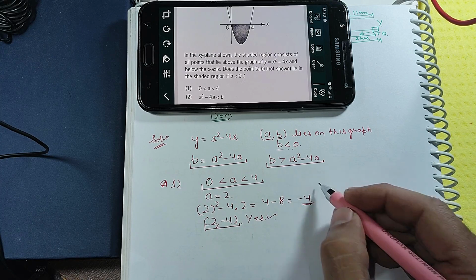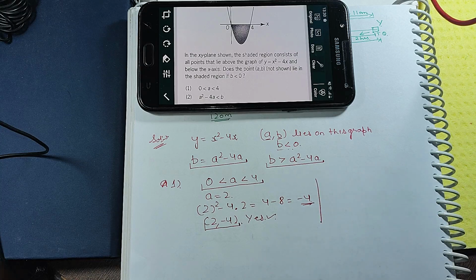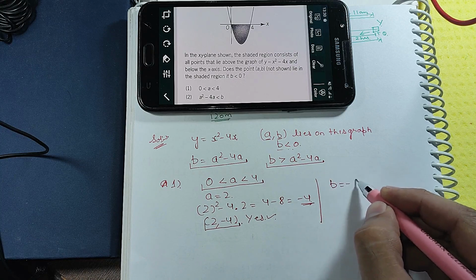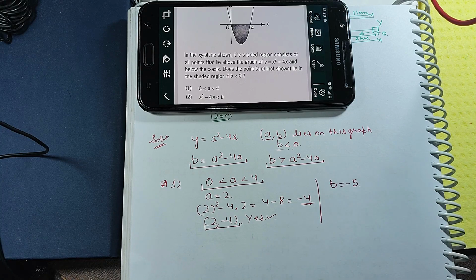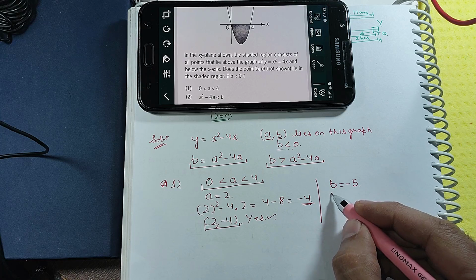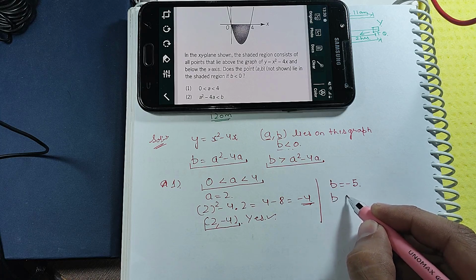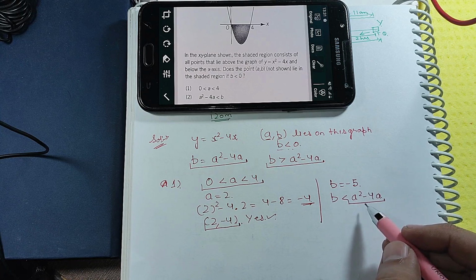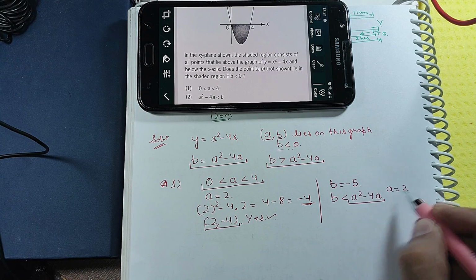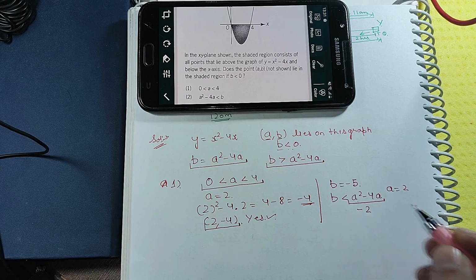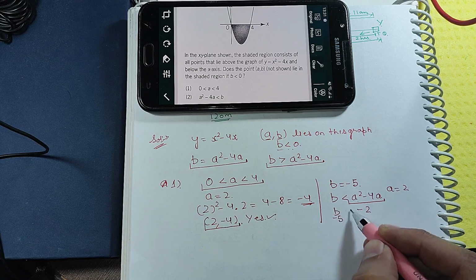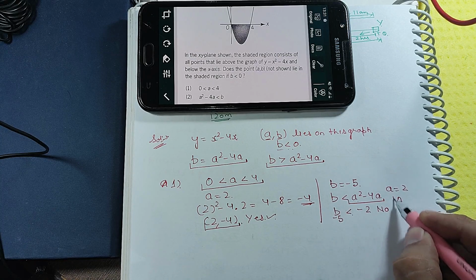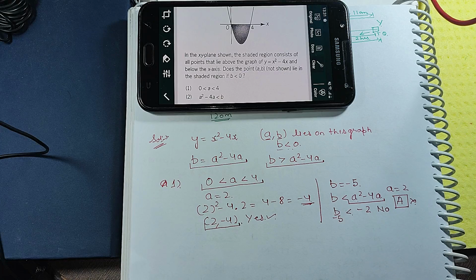Now, let us suppose some other scenario. Let us suppose the value of b to be −5. Now, in this case, b is less than a² − 4a. You can consider some value for this. Let us suppose the value of a is 2. So a² − 4a will be −4, and b is −5, and it is less than that. So we are getting a may or may not be condition. So we can say that statement 1 is not sufficient to answer our question.